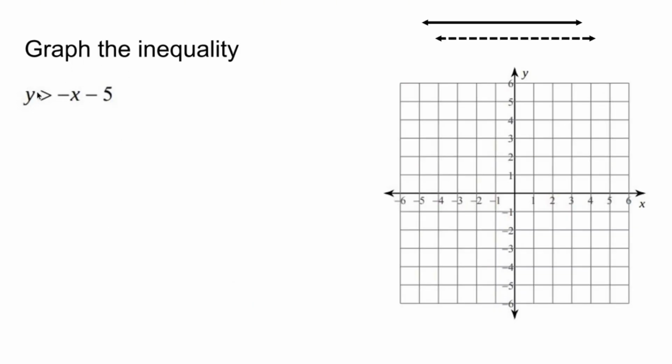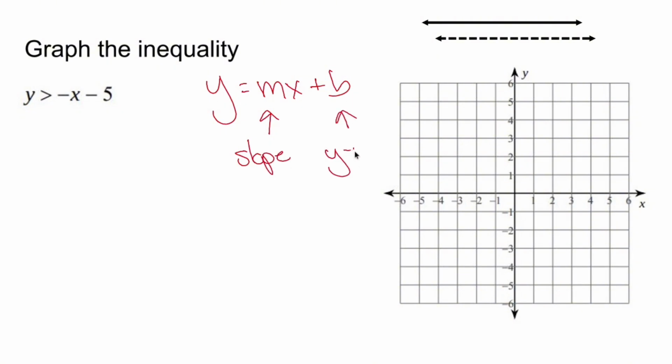Graph the inequality y is greater than -x minus 5. When you graph an inequality, you start out like graphing a regular old y equals mx plus b problem in slope-intercept form, where when y is all by itself, the number in front of x is your slope, and the number floating around is your y-intercept. In this case, I'm going to compare this to y equals mx plus b, and notice that my slope is negative. Since it's a negative invisible number, it's going to be -1. And my y-intercept is -5.